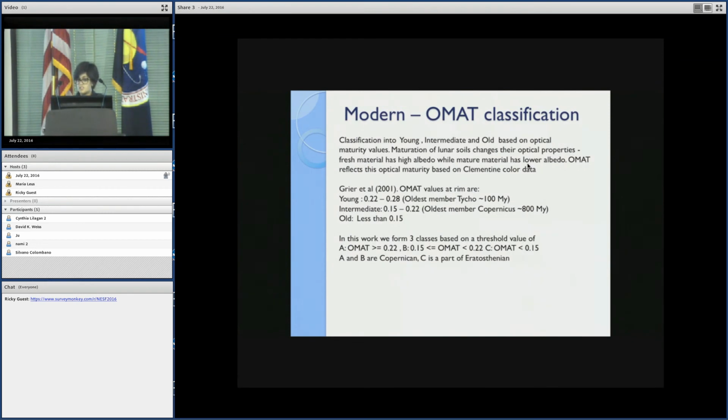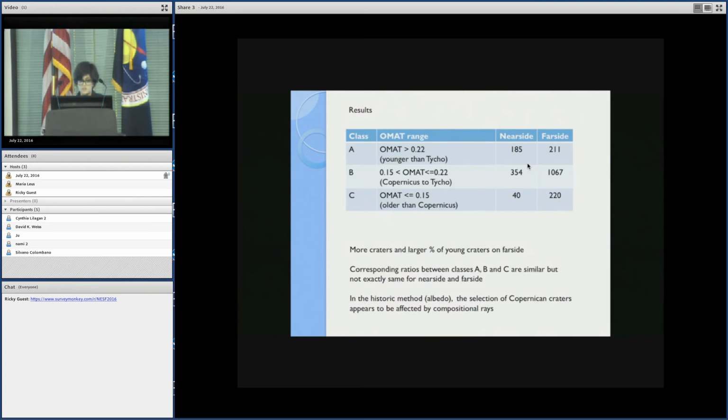We then used the OMAT classification from Clementine to look at optical maturation. Fresh material has high albedo, whereas mature material has lower albedo. We formed three categories based on the OMAT values. Categories A and B were for Copernican craters, with OMAT values greater than 0.22 or between 0.15 and 0.22. And category C, with OMAT values less than 0.15, we said were part Eratosthenian and part degraded.